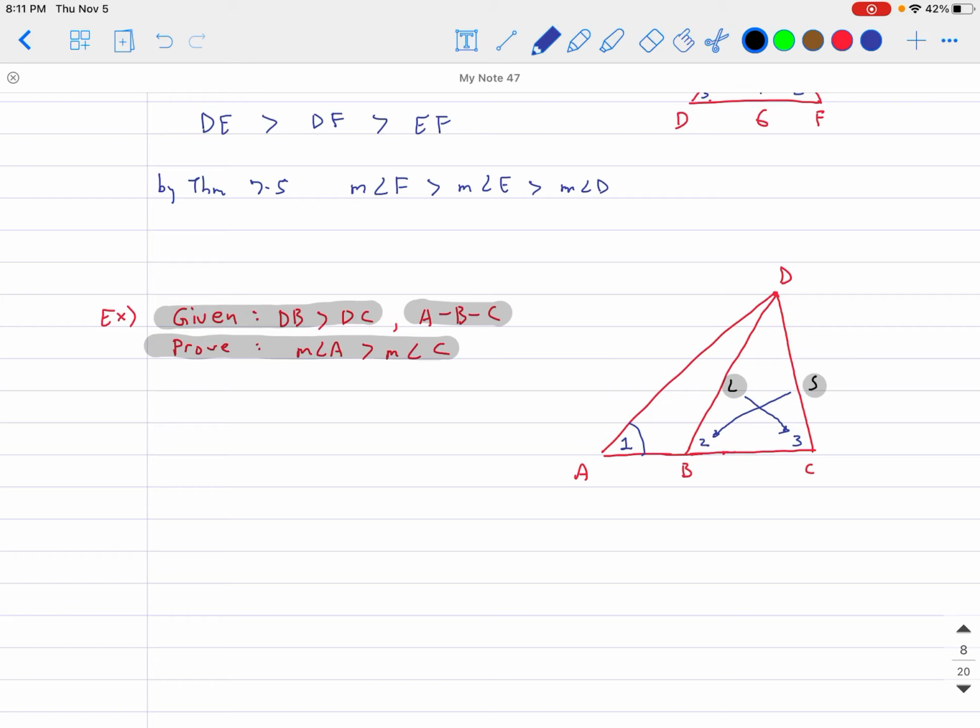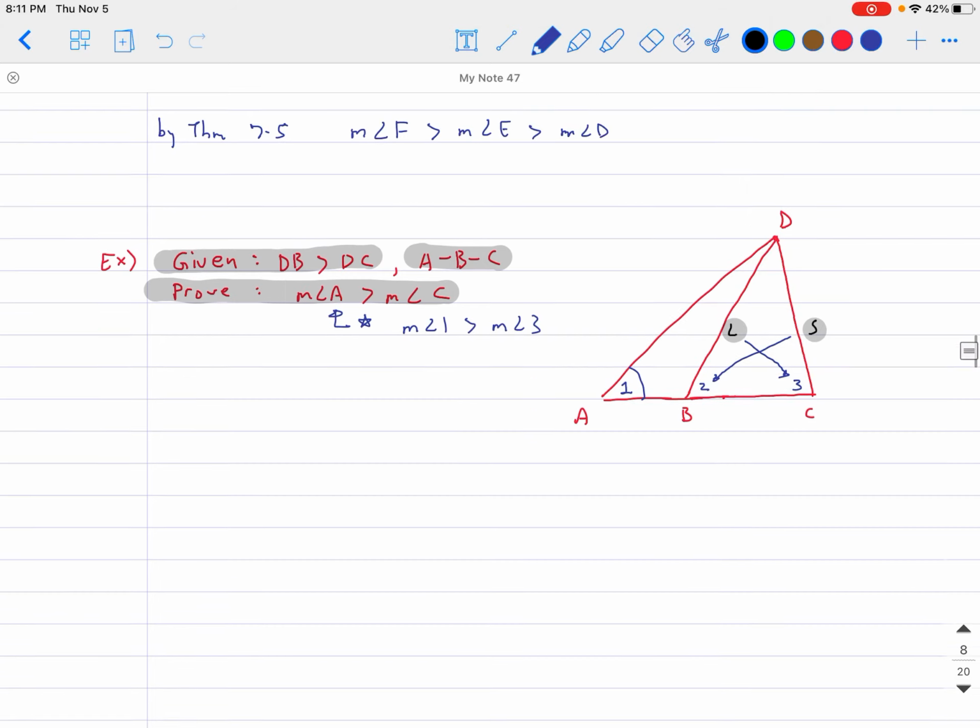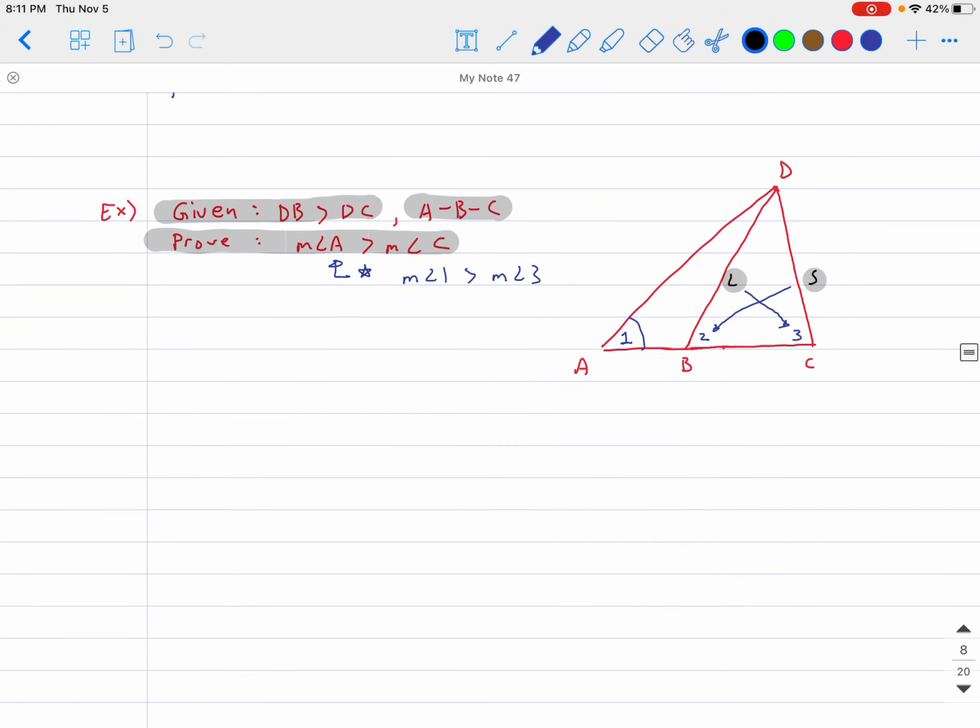So according to my proof, I basically need to show that the measurement of angle 1 is going to be greater than the measurement of angle 3. Okay? All right. So let's see how all this plays out. Well, the first part I notice is I want to apply Theorem 7.5. So that means I'm looking at triangle DBC. By Theorem 7.5, we can go ahead and say that the measurement of angle 3 is going to be greater than the measurement of angle 2, right?